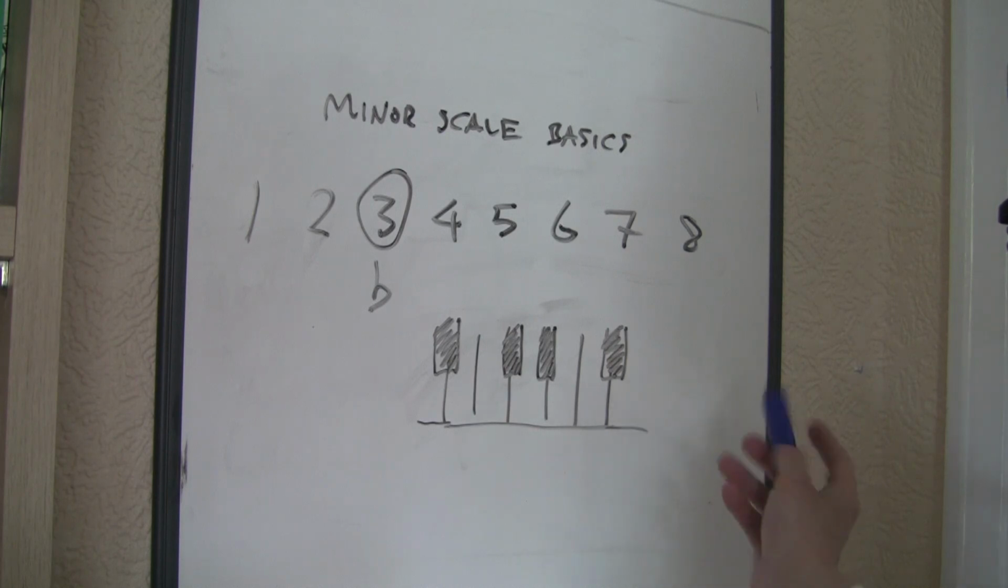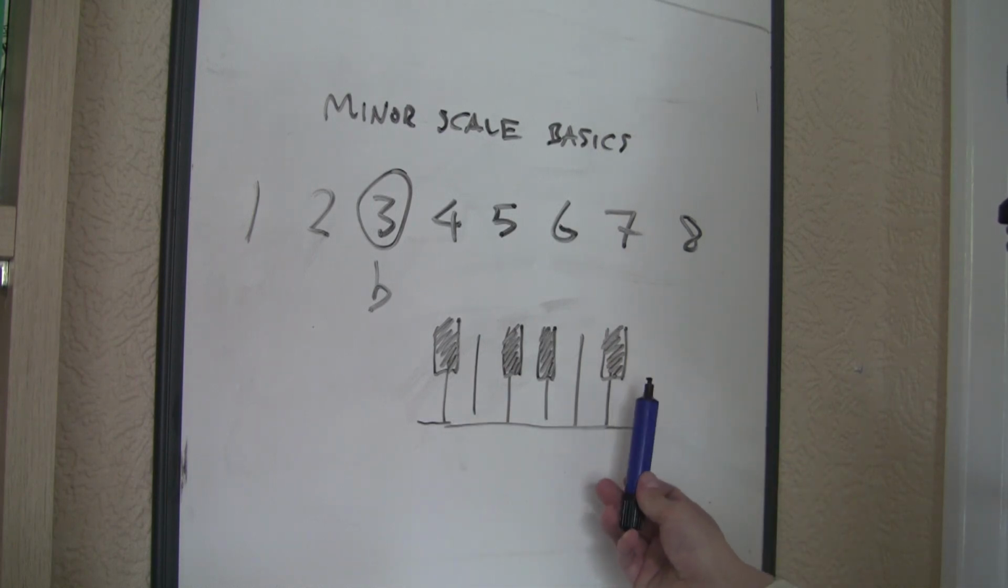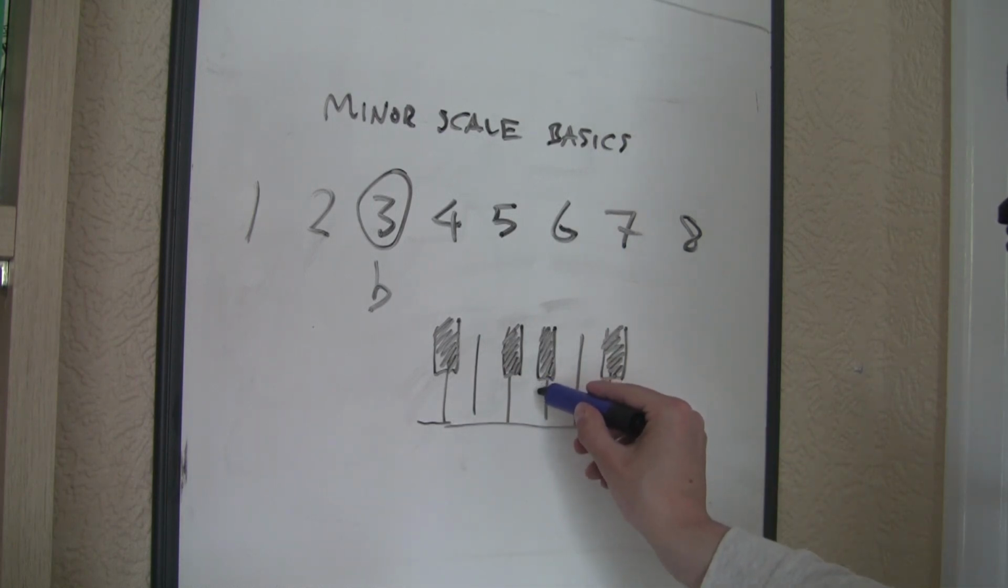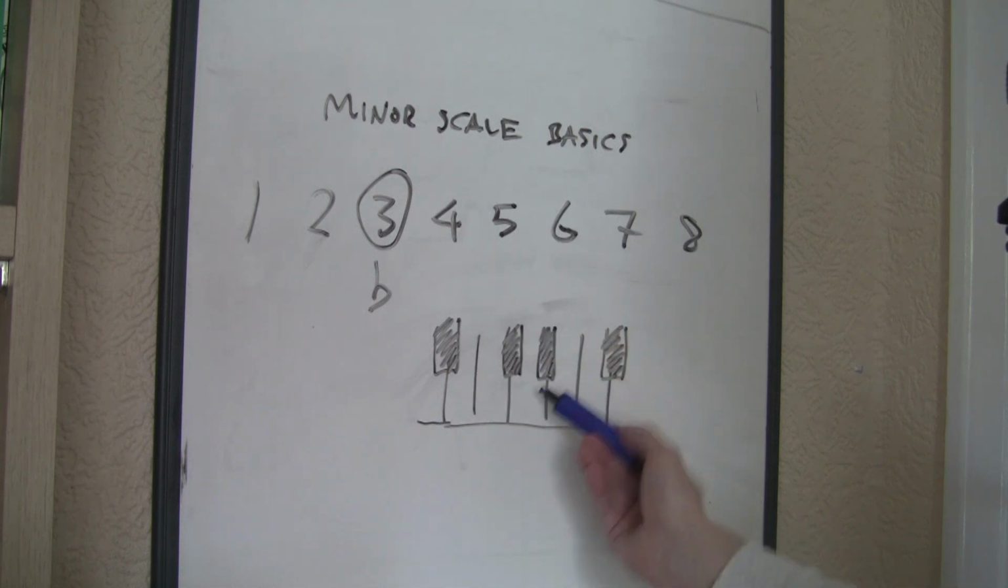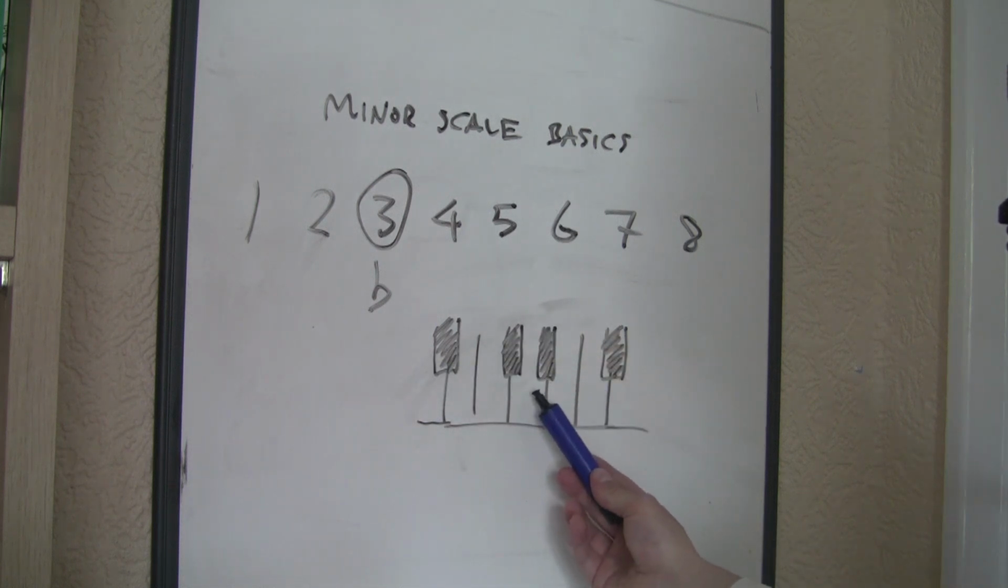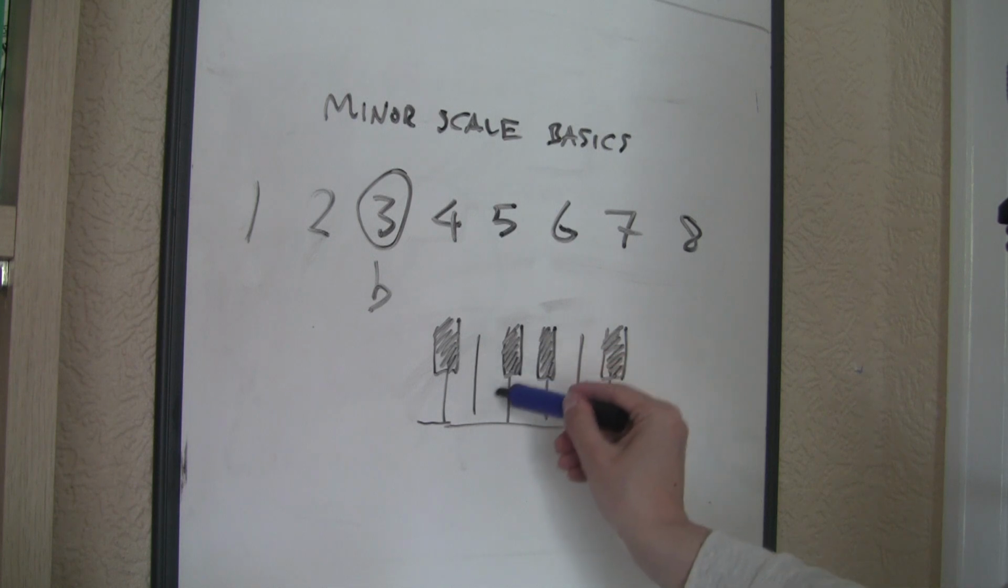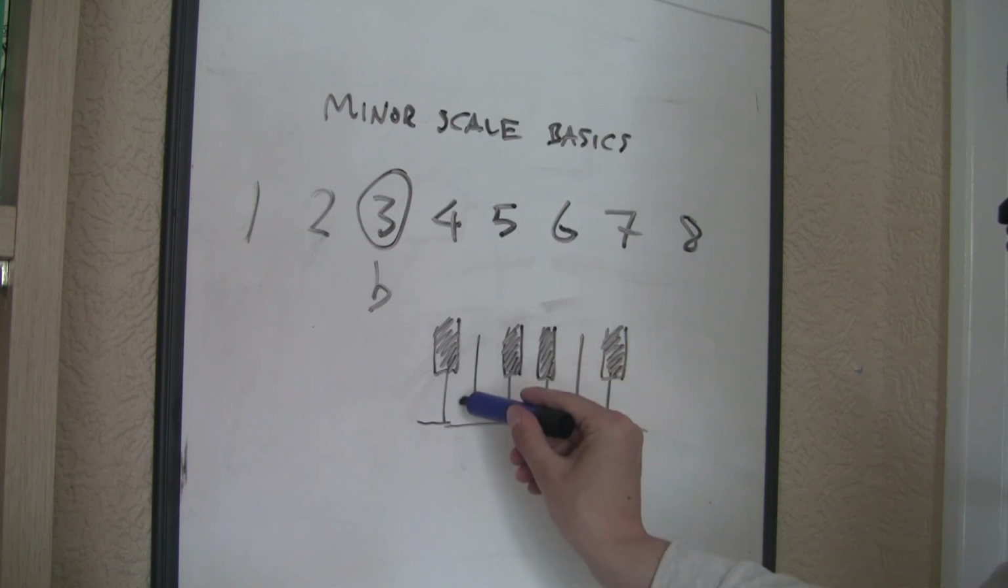That means on any keyboard, it doesn't matter which note we're playing, we'd be playing the next note below it. So down is this way. If we're on this note, we'd be playing this note. If we're on this note, we'd be playing this note, and so on.